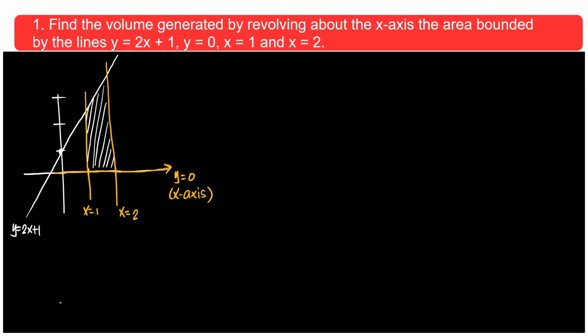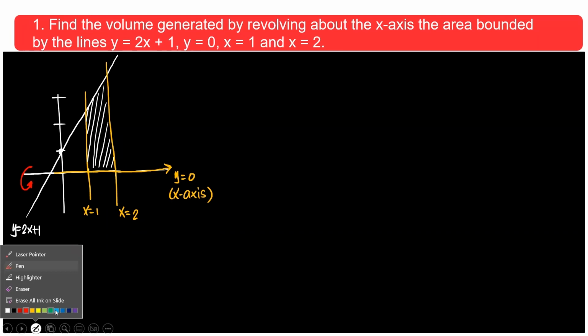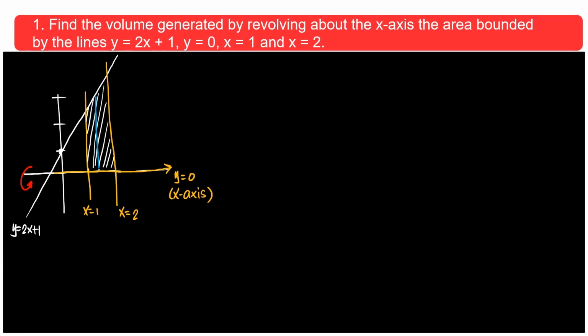Now let's draw the representative element. It did not say anything, but we know that for method of disks, we need an element that is perpendicular to the axis of revolution. Where's our axis of revolution? It says revolved about the x-axis. So we draw the symbol for revolution in here. So we might as well draw the vertical element because the element has to be perpendicular to the axis of revolution. So this is your representative element.